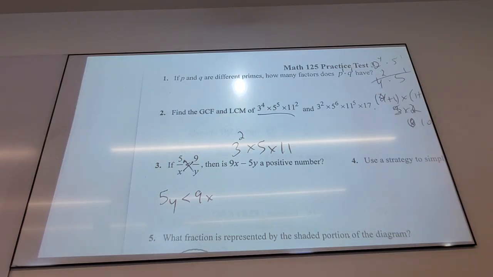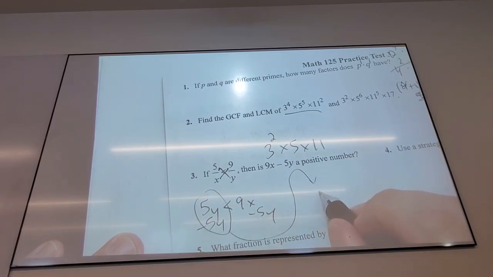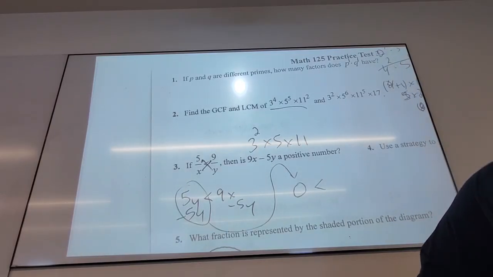How many sides do I have in my problem? How many is 2? So how do I get 9x minus 5y? Subtract 5y, yeah. So then 5y minus 5y is 0. And then 9x minus 5y is 9x minus 5y.